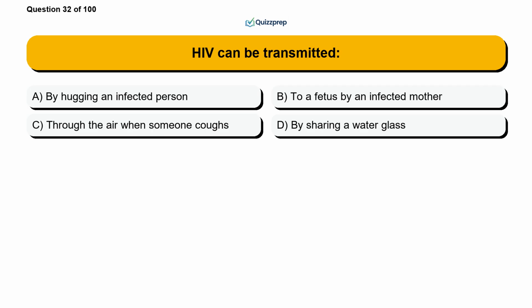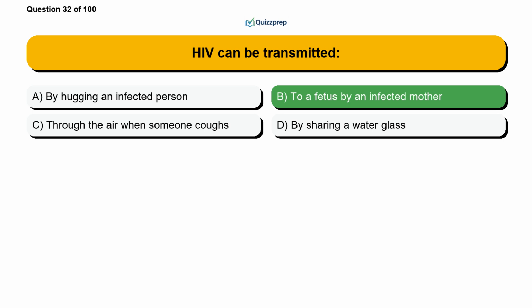Question 32. HIV can be transmitted: option A, by hugging an infected person. Option B, to a fetus by an infected mother. Option C, through the air when someone coughs. Option D, by sharing a water glass. The correct answer is option B, to a fetus by an infected mother.